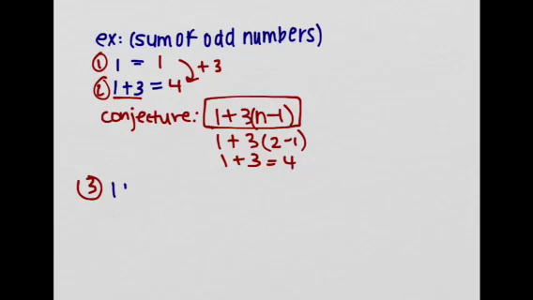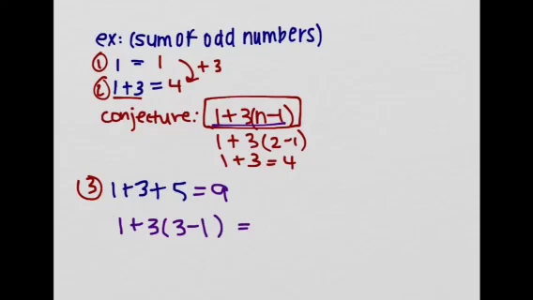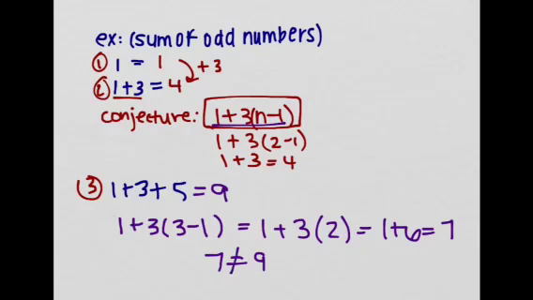It would be 1 plus 3 plus 5. 1 plus 3 plus 5 is equal to 9. And I'm going to try my conjecture. So 1 plus 3 times 3 minus 1 is equal to 1 plus 3 times 2, which is equal to 1 plus 6, which is equal to 7. But 7 is not equal to 9, and therefore I have proved my conjecture false. And I should actually write it not there, but I'll write it here.